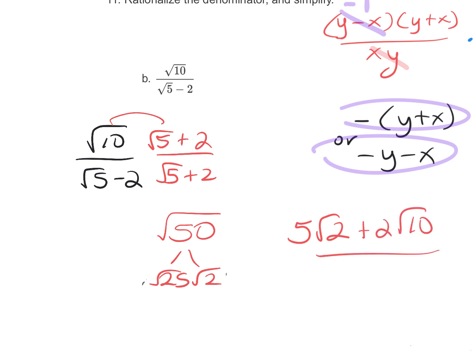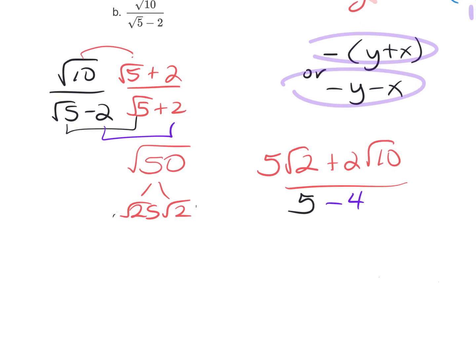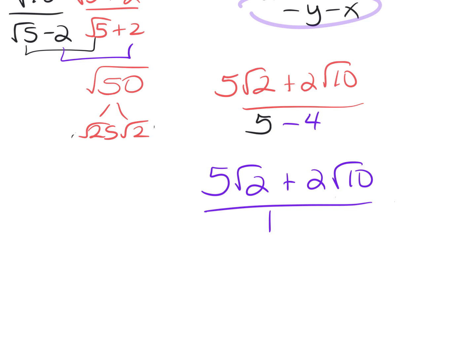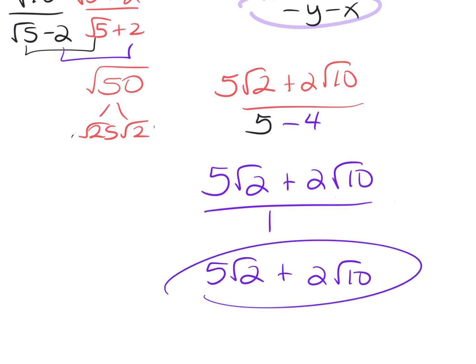And then put it over, and again, I have to FOIL here, but really all I'm doing is first, which gives me a 5, and then last, which gives me -4. So then now I have 5 square root 2 plus 2 square root 10 over 1. And again, you don't need the 1 in the denominator, so you could just leave it as 5 square root 2 plus 2 square root 10, and you're done. And that is it for the review.